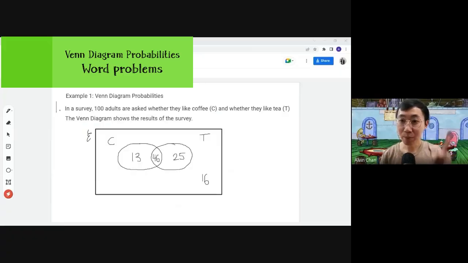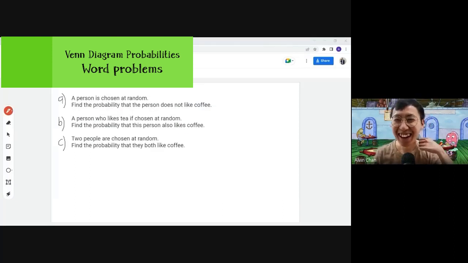Your past year paper 4 is like this. Something like this, paper 4. In the survey, 100 adults are asked whether they like coffee or whether they like tea. Okay, so there are 2 kinds of person. Now, if you don't like tea, you go outside, 16. Okay, so I hope you remember what it means if you're outside of the circle. This one doesn't like coffee or tea. This one likes both coffee and tea. All right, so make sure that all these numbers add up to 100. Very important skill.